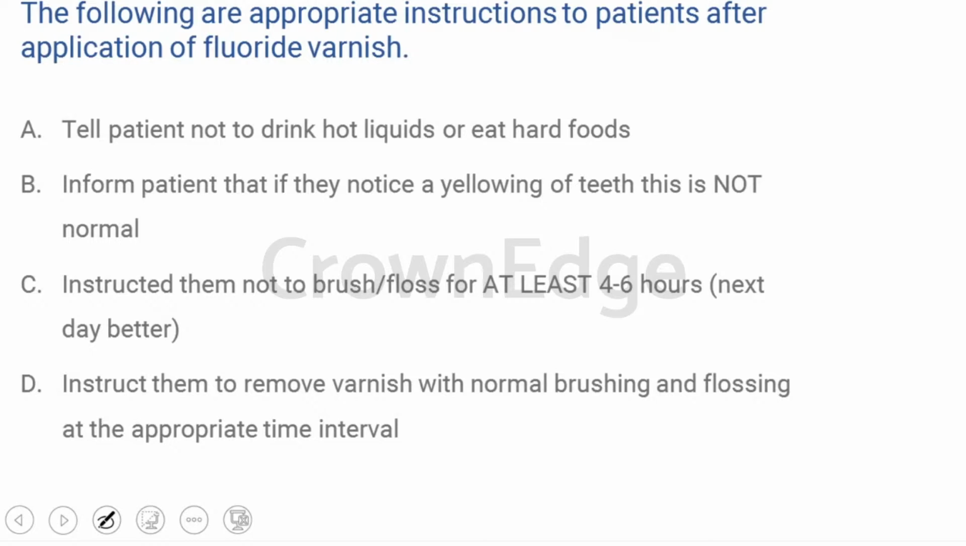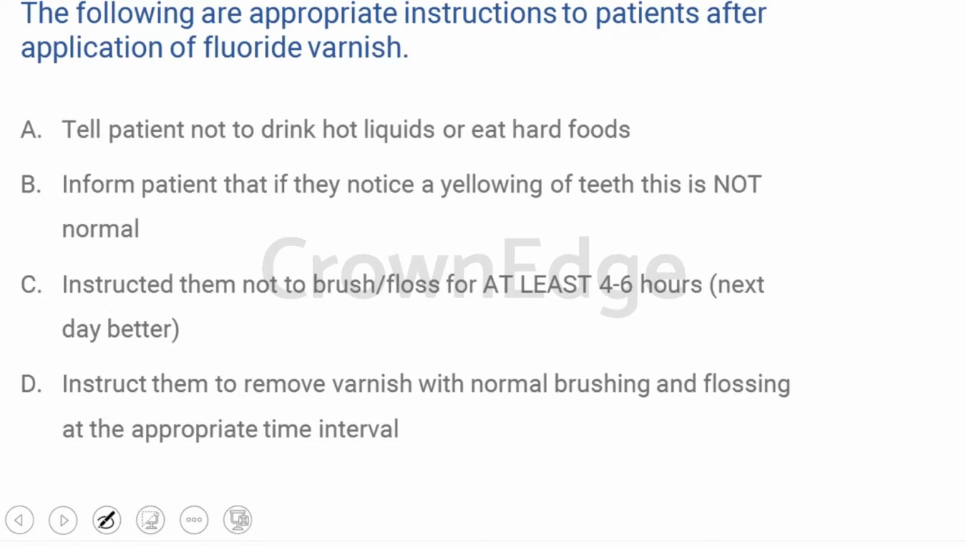Which of the following are appropriate instructions to patients after application of fluoride varnish. A, tell patient not to drink hot liquids or eat hard foods. B, inform the patient that if they notice any yellowing of teeth, this is not normal. C, instruct them not to brush or floss for at least 4 to 6 hours or up till the next day, which is better. D, instruct them to remove varnish with normal brushing and flossing at the appropriate time interval.